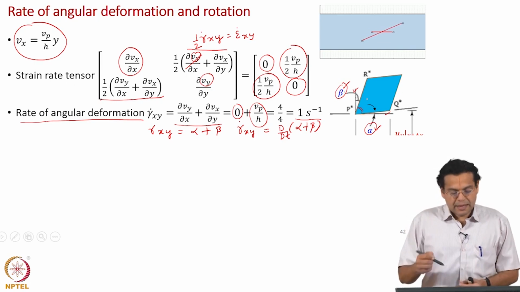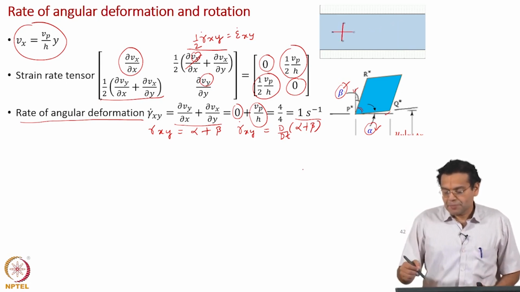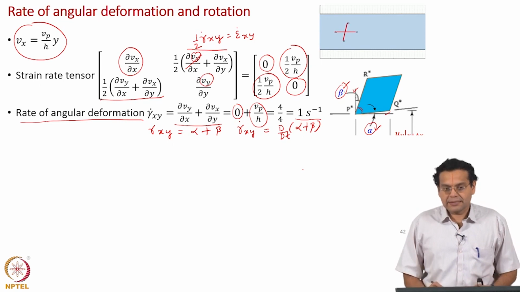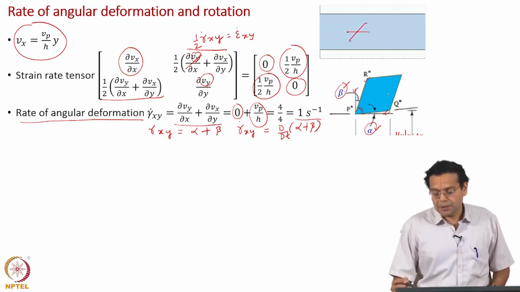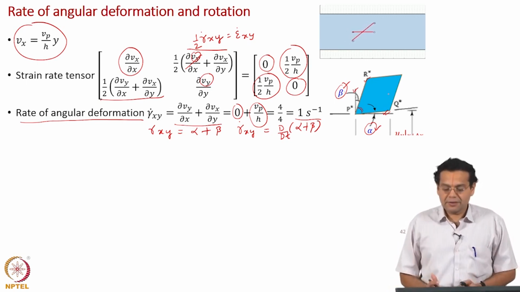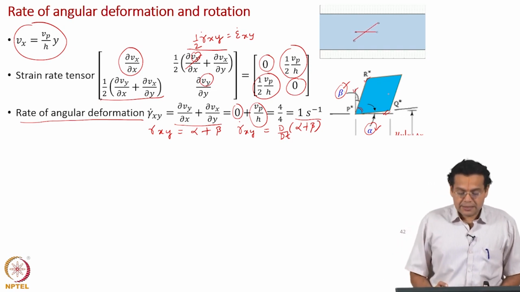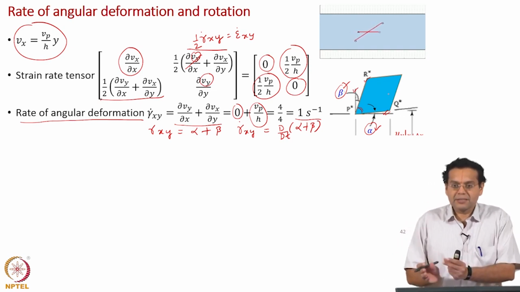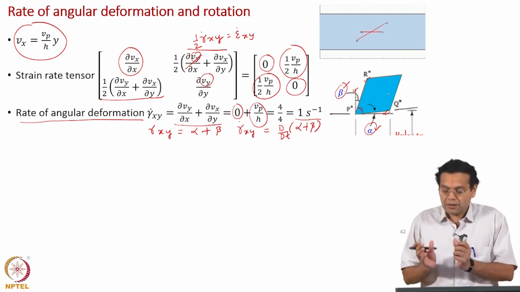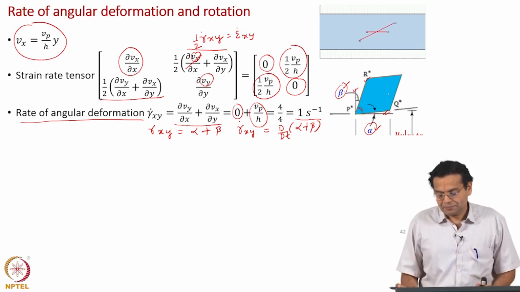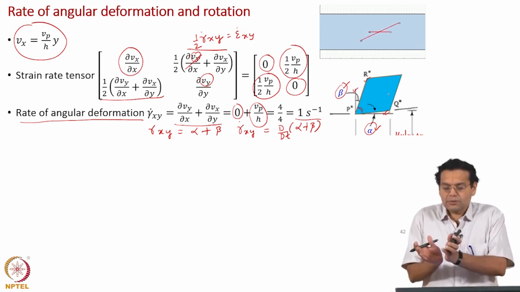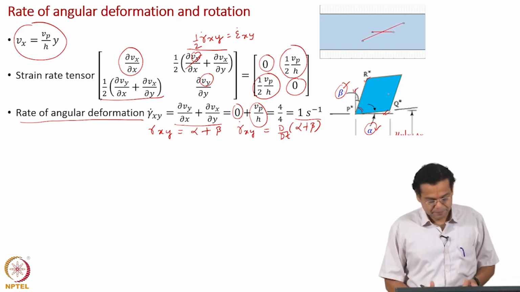So, rate of angular deformation tells you about the rate at which alpha plus beta are changing, and if it is positive, it tells you that the two line segments, let us say initially they were PQ and PR, now they are P star Q star and P star R star, approaching towards each other. We already saw that earlier: remember, shear strain is positive means acute angle. In this case we cannot talk about angle, we can only talk about the rate at which the angle changes. So, 1 per second tells you the rate at which the two line segments approach each other.